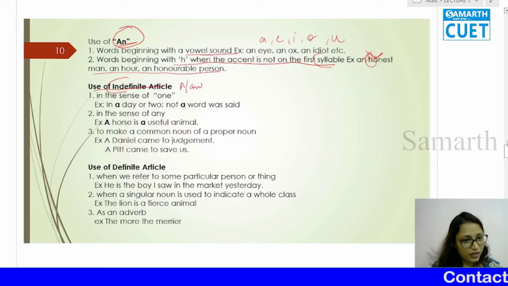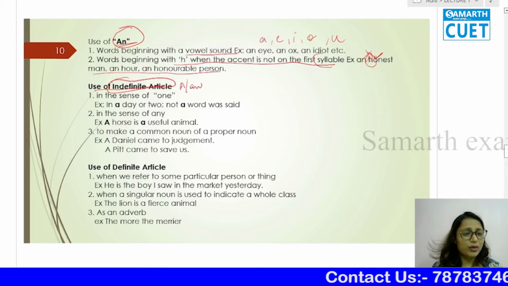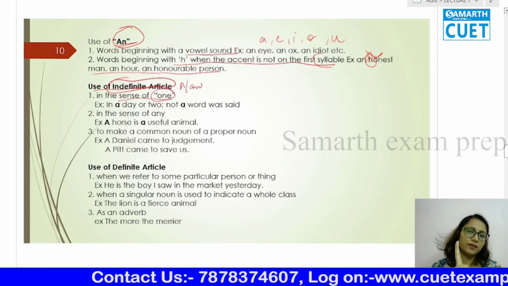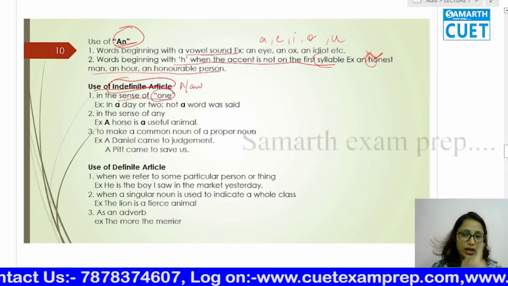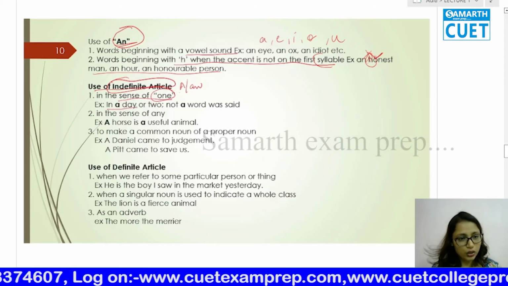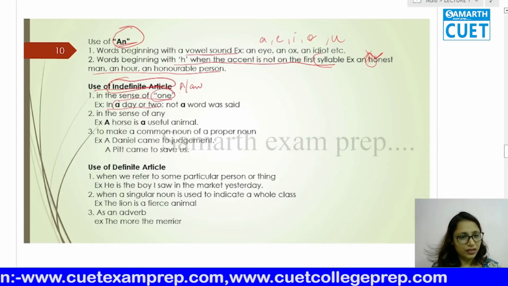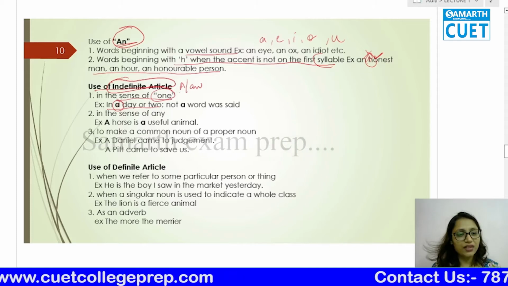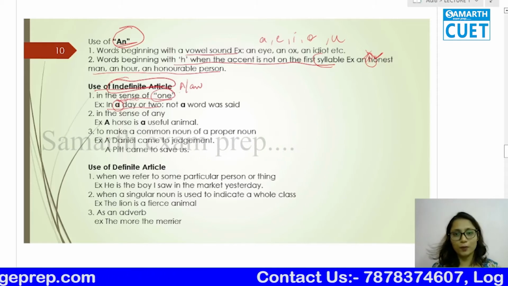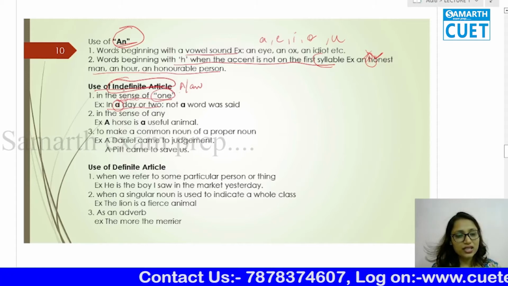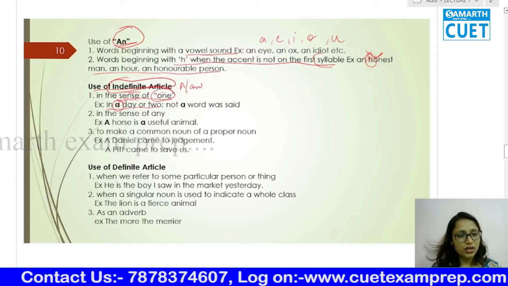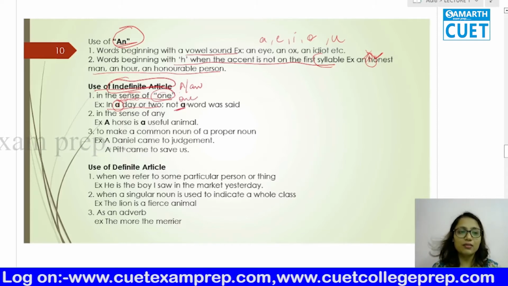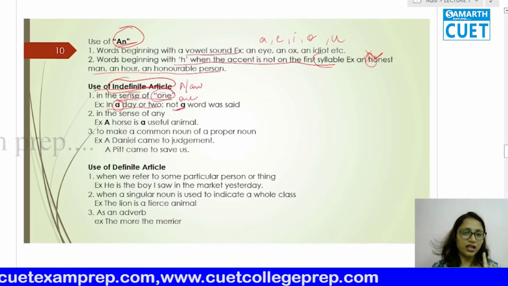Okay, so indefinite article, let's start. Where are we going to use A and N? If we are talking about one, that means a single unit. Just one thing, like in a day or two. That means you're talking about one day. In place of A, I can use one: in one day or two also. Here we use these indefinite articles in the sense of one: in a day or two. Not a word was said. Not one word was said also I can say, but not a word also conveys the same meaning.